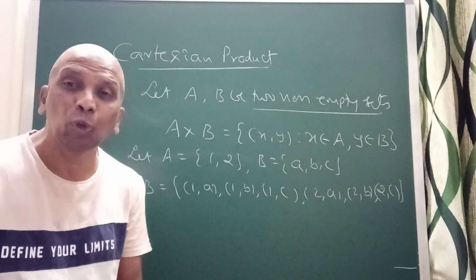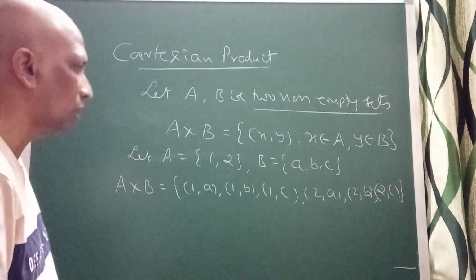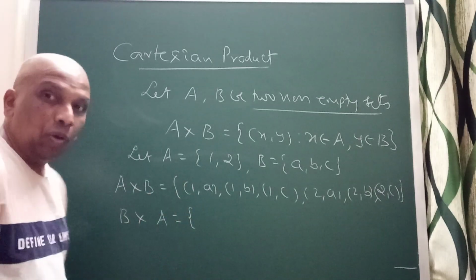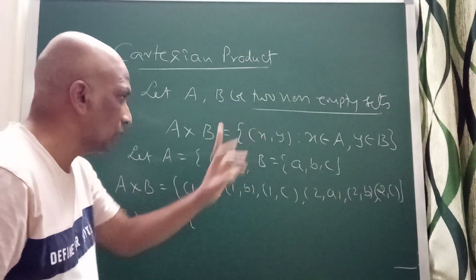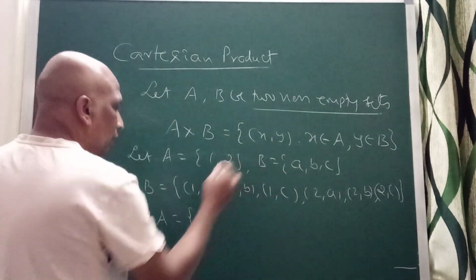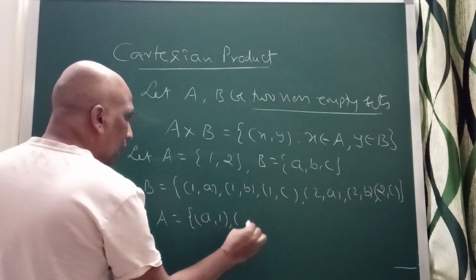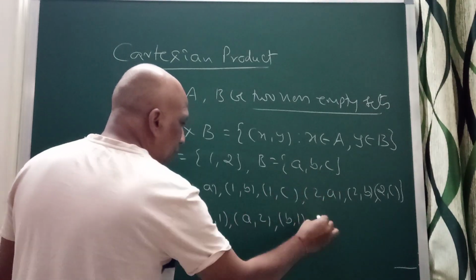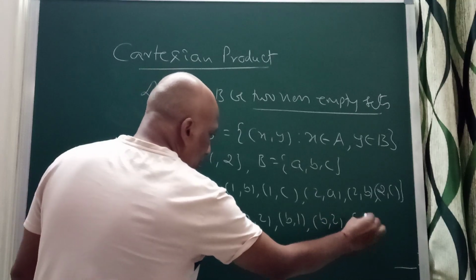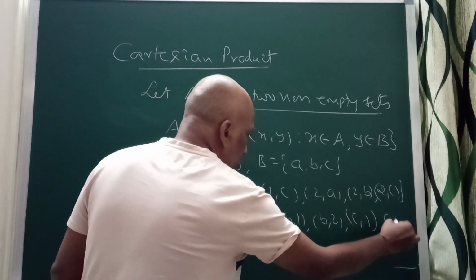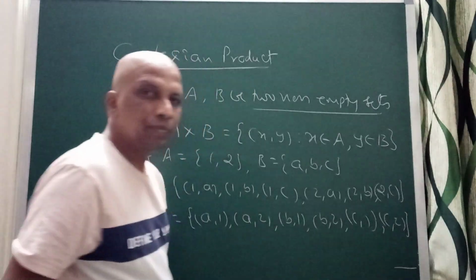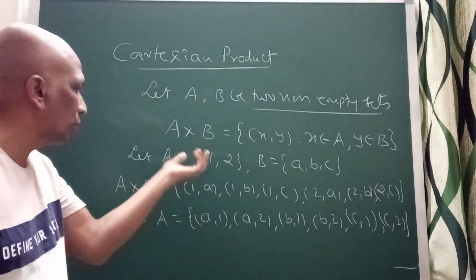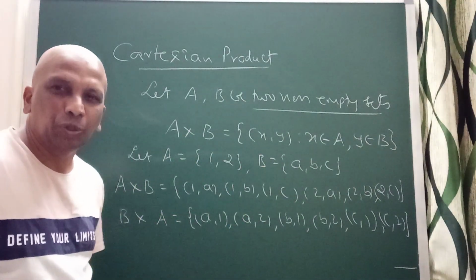Is it possible to find B cross A? Yes, we can find B cross A also. In B cross A, the first element should be from the first set, which is B. So you can write a1, a2, b1, b2, c1, c2. First element from the first set, second element from the second set.